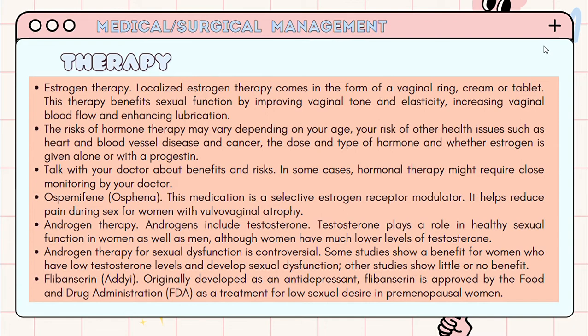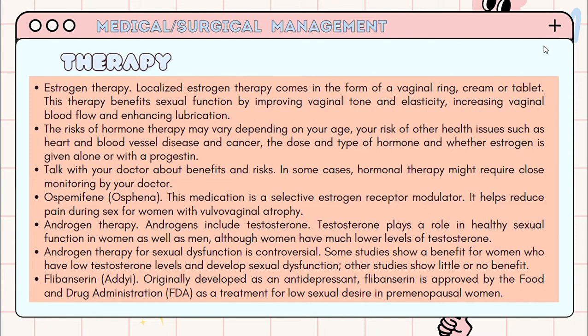Androgens, we all know that androgens include testosterone. So, this testosterone plays a role in healthy sexual function in women as well as men, although women have much lower levels of testosterone. Androgen therapy for sexual dysfunction is very controversial siya. So, some studies show a benefit for women who have low testosterone levels and develop sexual dysfunction. Other studies show little or no benefit.